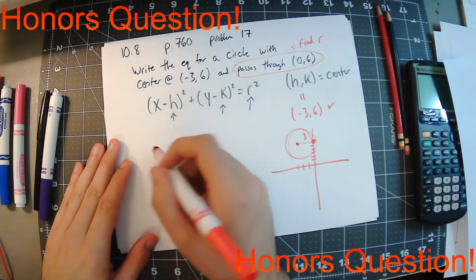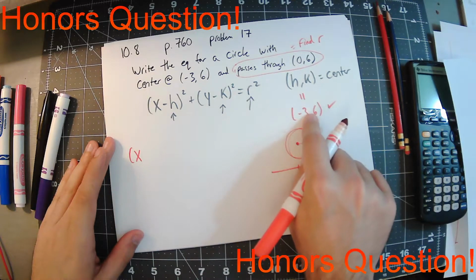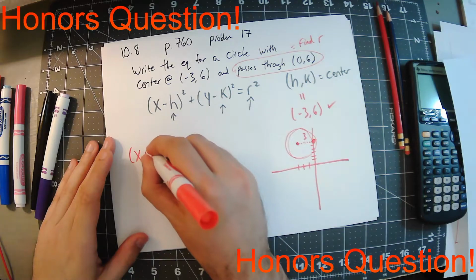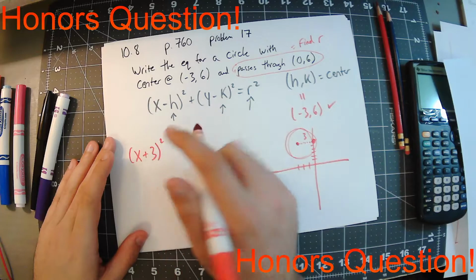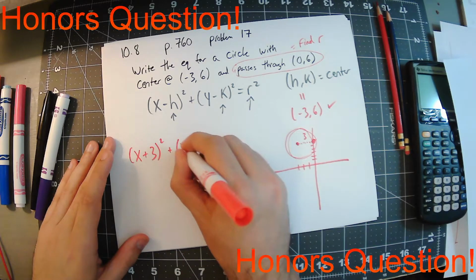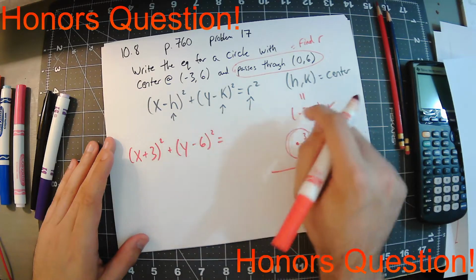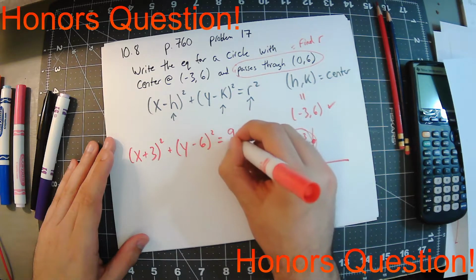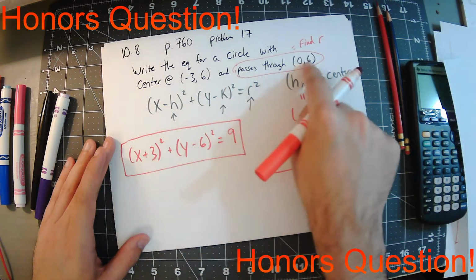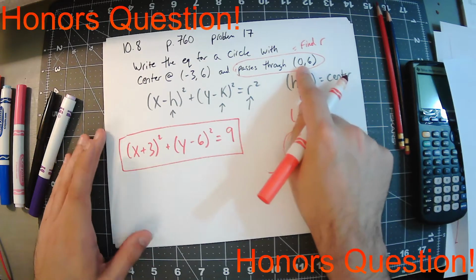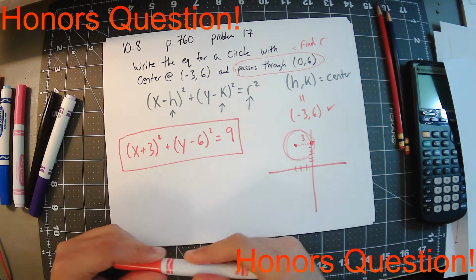So let's plug in now. X minus -3 becomes +3. Remember, the default is minus. So if you see a positive, that means it's double negative. Y minus 6 equals 3 squared. That's 9. So a circle that passes through that point, that hits that point in some way, and then has its center there, would be that circle right there.